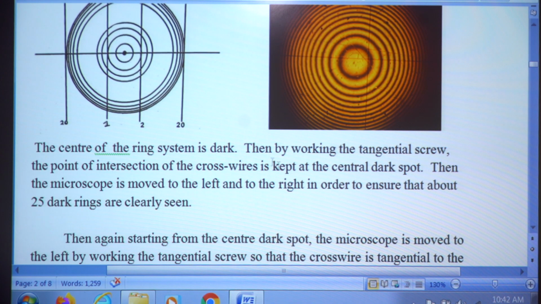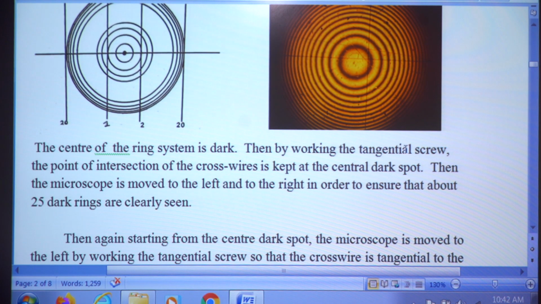Now using the tangential screw of the microscope, it is made to coincide on the 20th ring. Take the MSR and VSR ready. Then, using the tangential screw, move over to the 18th ring, take the reading, then the 16th ring, 14th, 12th, 10, 8, 6, 4 and 2. Now we have obtained the second ring reading.